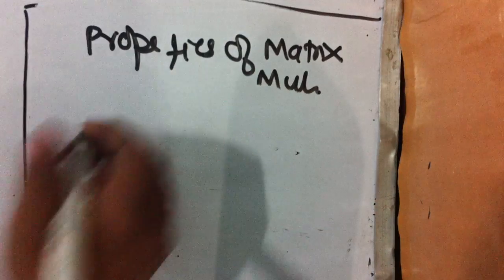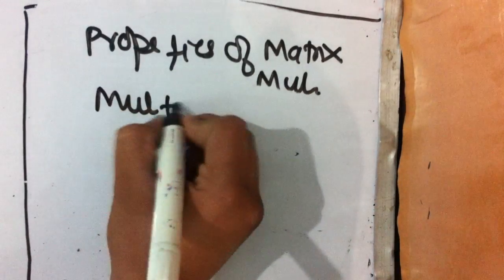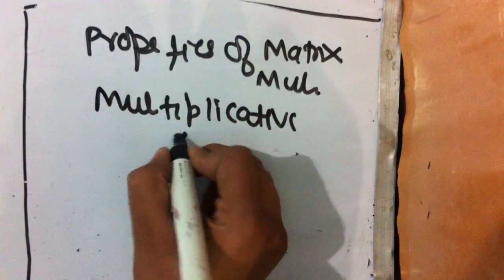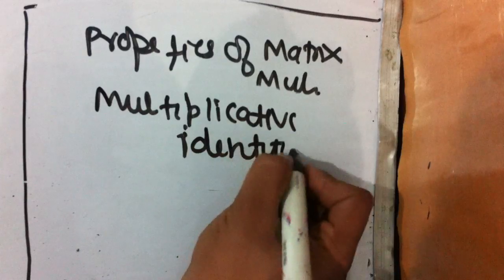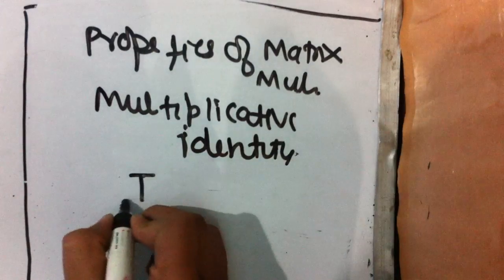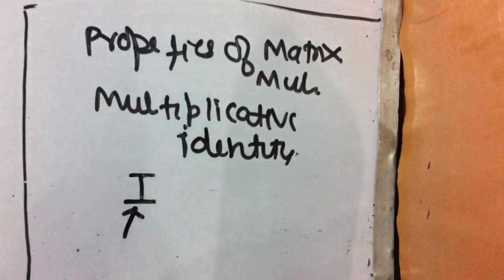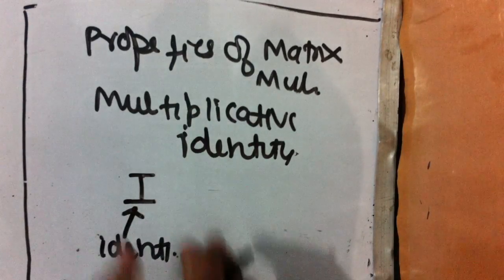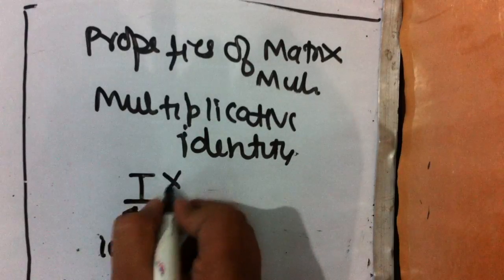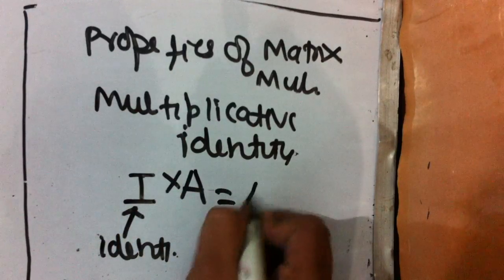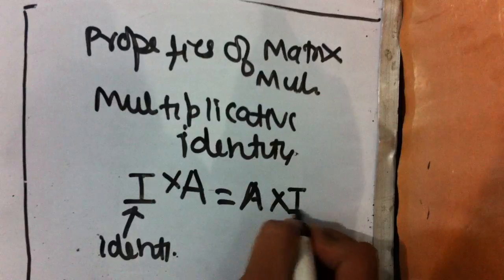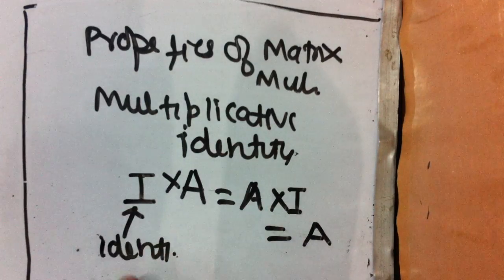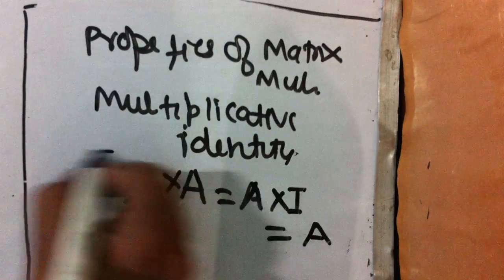Third is multiplicative identity. Now what is multiplicative identity? That is, whenever I is the symbol denoted for the identity matrix, and whenever an identity matrix is multiplied by any matrix, or any matrix is multiplied by the identity matrix, then the result would be that matrix only which is being multiplied with the identity matrix. This is said by the multiplicative identity.